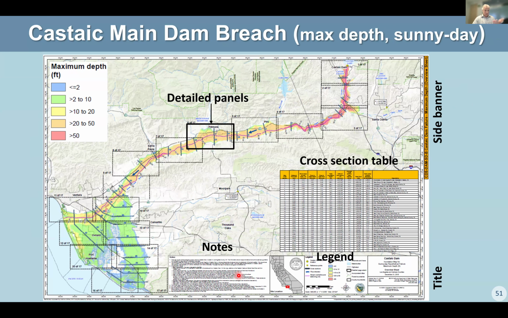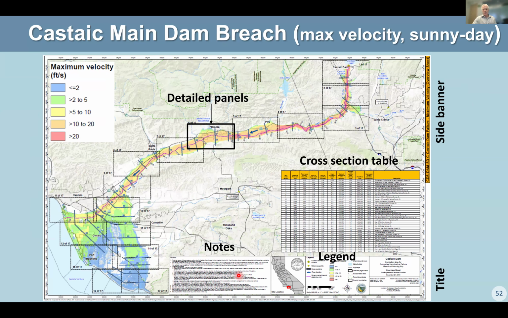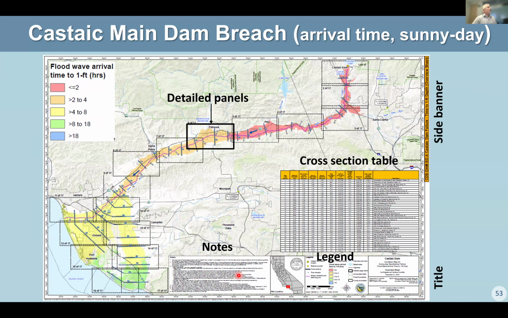So this is the depth. It looks exactly the same, except this is colored with velocity. So you're looking at velocities. This is colored with the arrival time. So you know that this wave takes 2 hours to get halfway to Oxnard. It takes about 4 to 8 hours before it comes out onto the floodplain there.